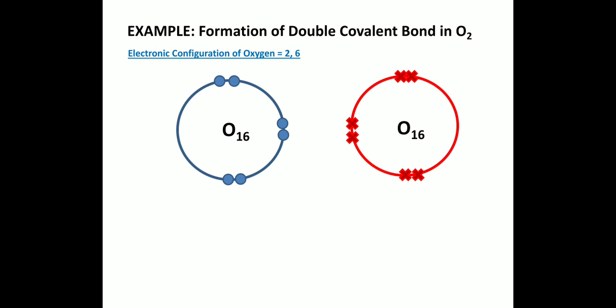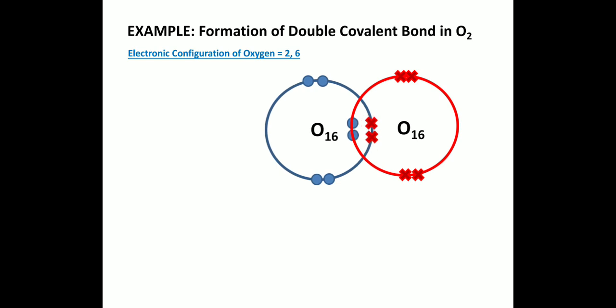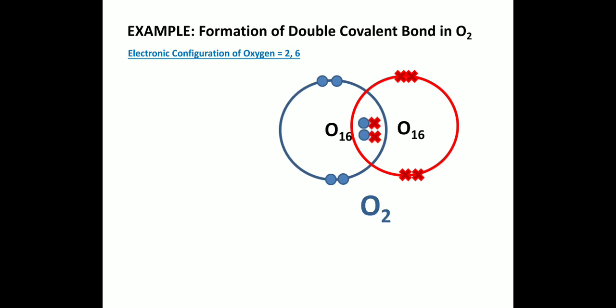Oxygen atom has 6 electrons in its valence shell. By mutually sharing 2 electrons with each other, they form an oxygen molecule. After sharing these electrons with each other, they complete their octet and attain the noble gas configuration of neon.